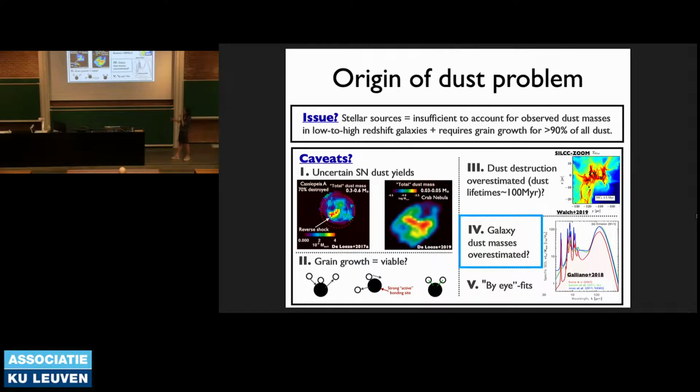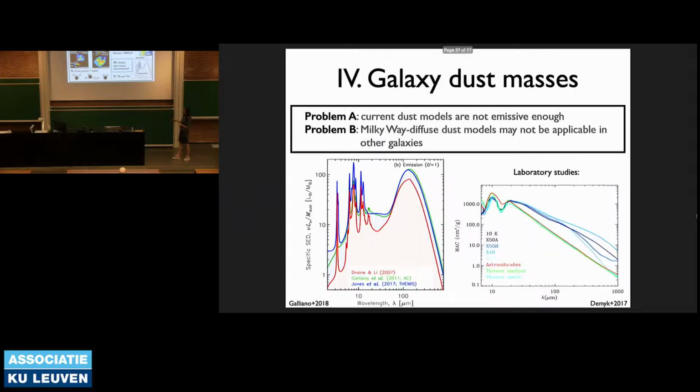Then finally, there's the question of whether galaxy dust masses are overestimated, and that could be the case as well. If that's the case, then we need less dust to form through grain growth to account for the dust masses that we observe in galaxies. And in recent years, it has been shown that indeed we may be underestimating the emissivity of dust grains.